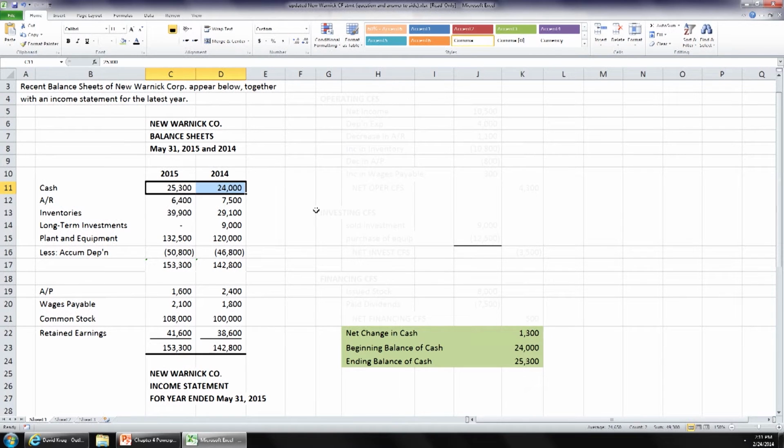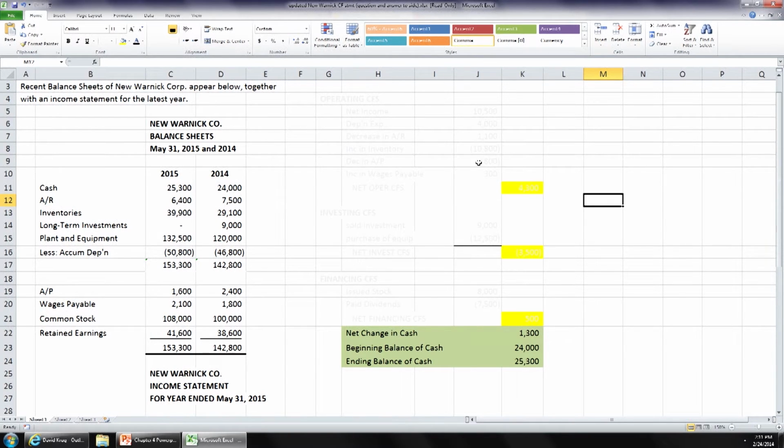The beginning balance of cash is $24,000. The ending balance is $25,300. I know that this is the answer. So I know that I'm going to have three numbers here in yellow. And by golly, those numbers have to add up to 1,300, right? If they don't add up to 1,300, we know we made a mistake. Is that correct? Okay. All right.